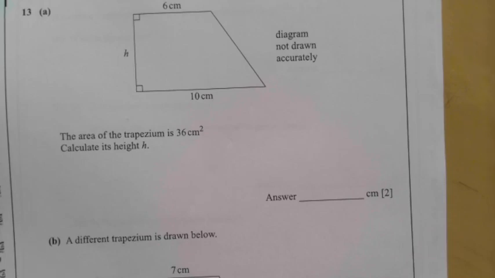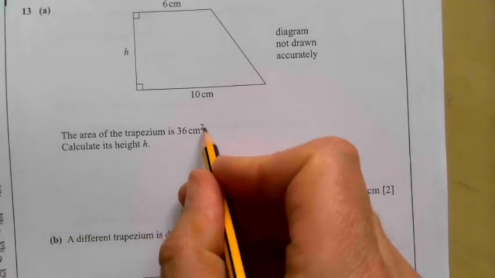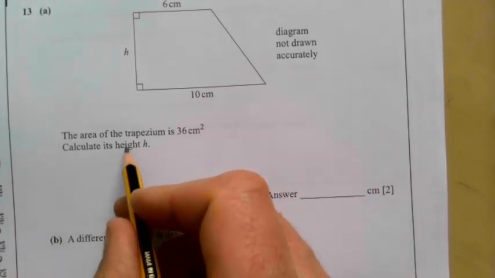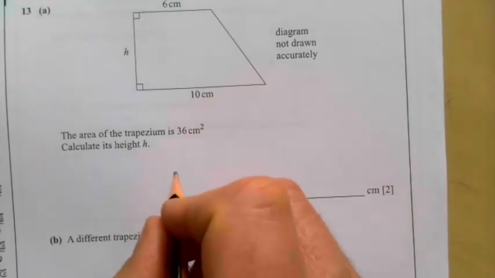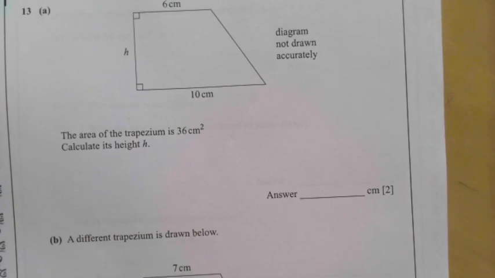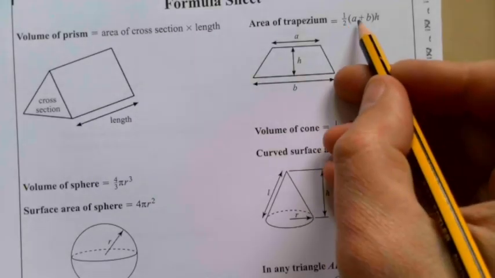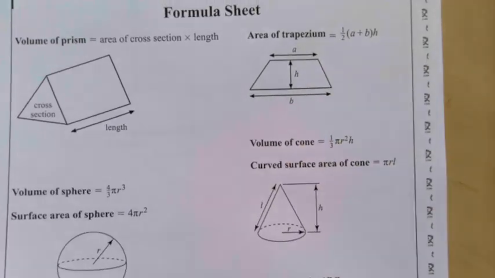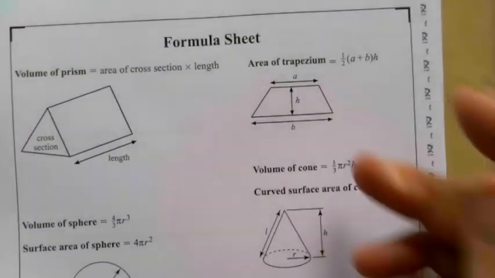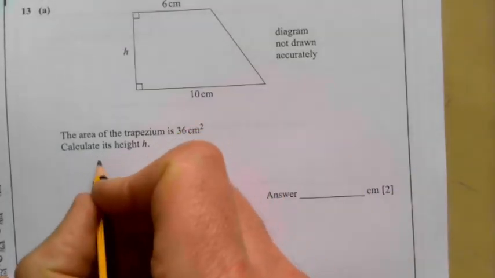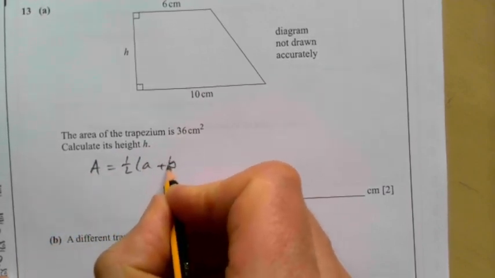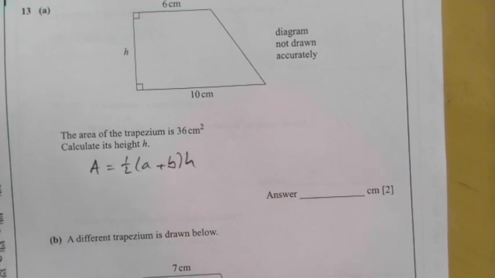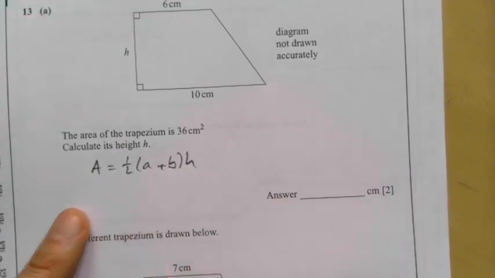13a. The area of the trapezium is 36 centimetres squared. Calculate its height h. So our formula for the area, and again this is in your formula sheet, on the inside cover of your test. Half (a plus b) times h. The bad news is we don't get a mark for that, but at least it is given to us. So area is a half (a plus b) h, and then I fill in what I know.